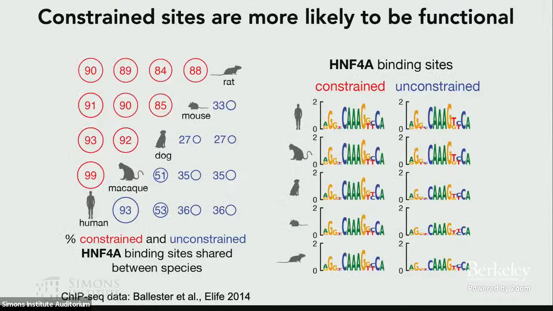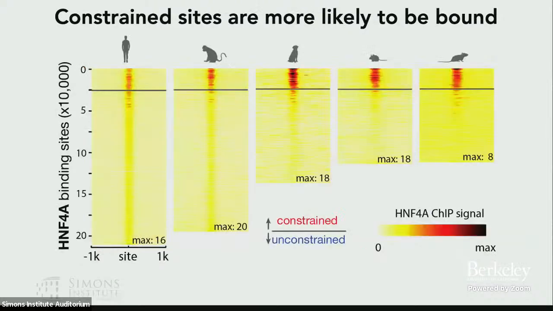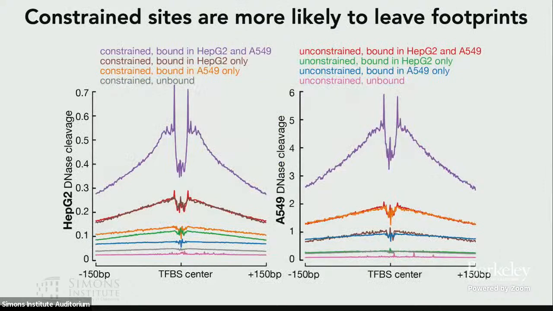So at the end, here is ChIP-seq data from other species, and this is the percentage of constrained sites. We came up with a way of defining subsets of them that are conserved across the species. For a subset of them, we think we know which ones are conserved, and they are likely to be bound and likely to be functional. And this is ChIP-seq data across species. The constrained ones are likely to be bound, and likely to leave footprints of DNA cleavage.